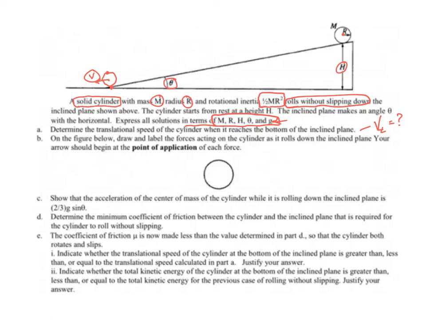We'll do that in a second. Let's first do part B, because we can do that and then we can come back to part A. On the figure below, draw and label forces acting on the cylinder as it rolls down the plane. Your arrow should begin at the point of application of each force.